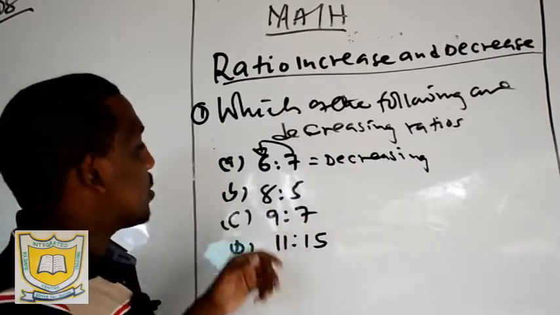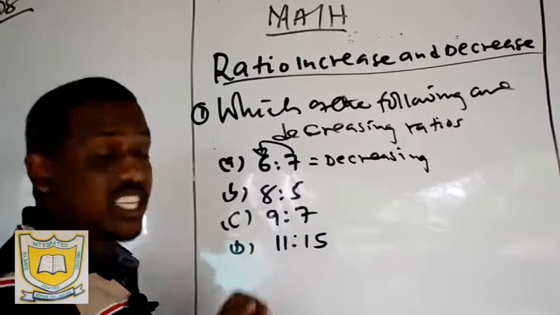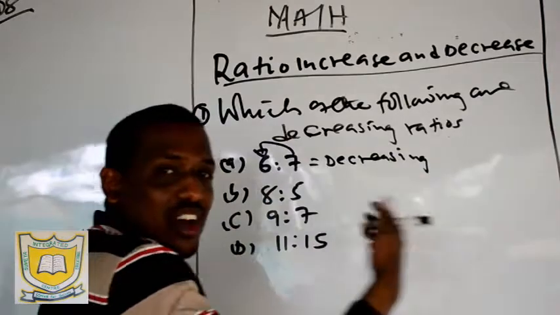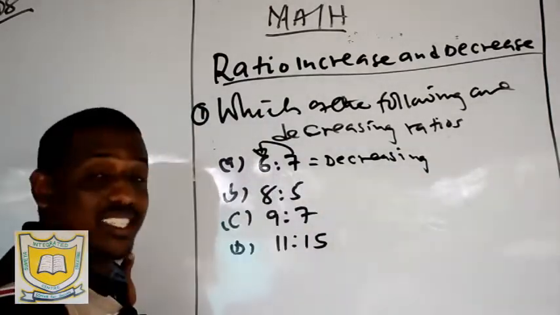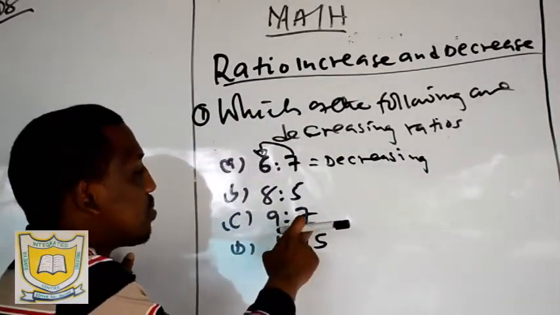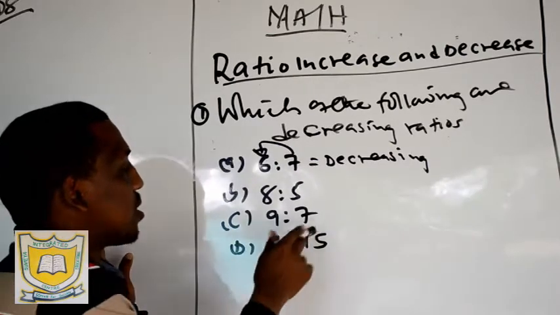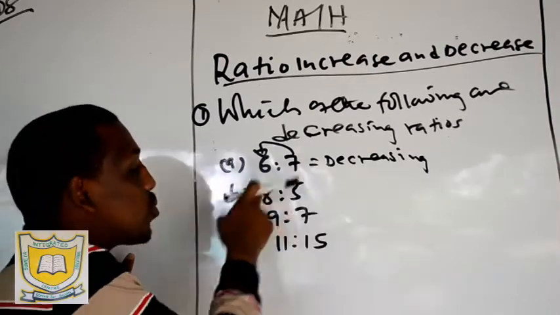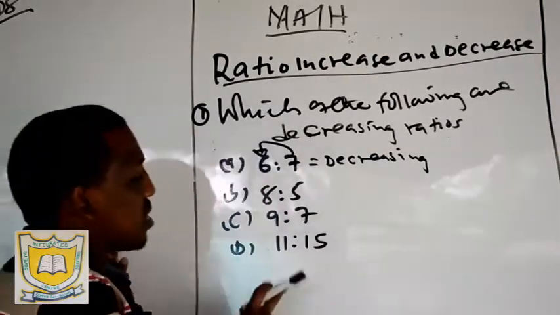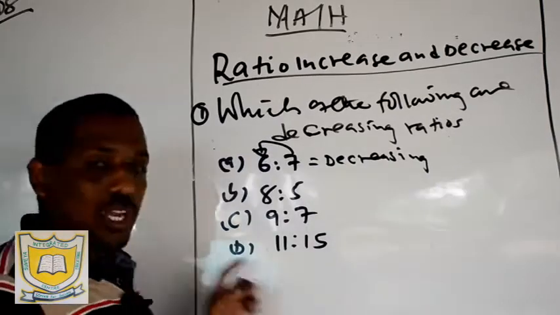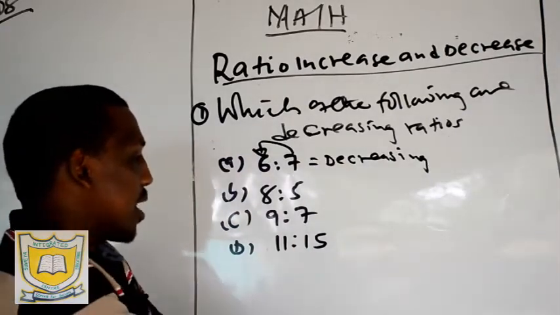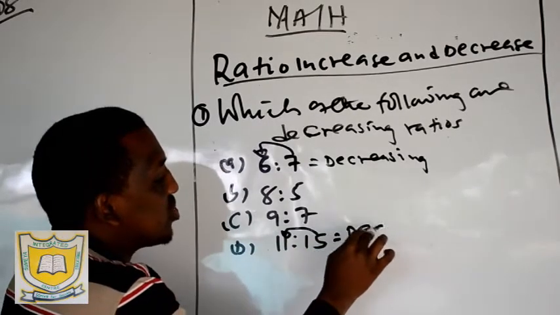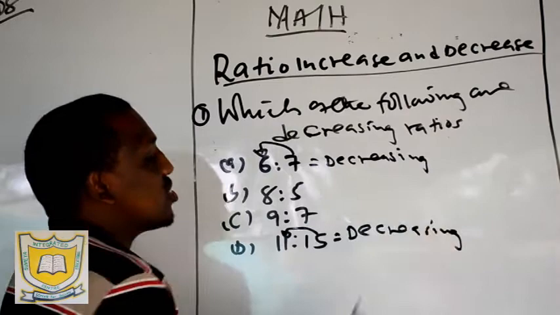This one, is it a decreasing ratio? No, it's not, because it is 5 to 8. This one has increased from 5 to 8, so it is not a decreasing ratio. This one, 7 to 9: it was 7, it became 9. It has increased, so it is not a decreasing ratio. This one, 15 to 11: it was 15, it became 11. It has reduced from 15 to 11, so it is called a decreasing ratio.